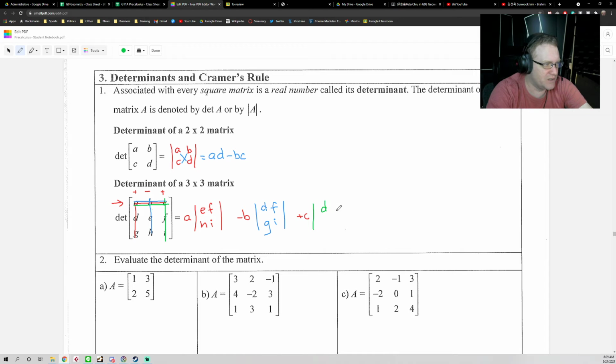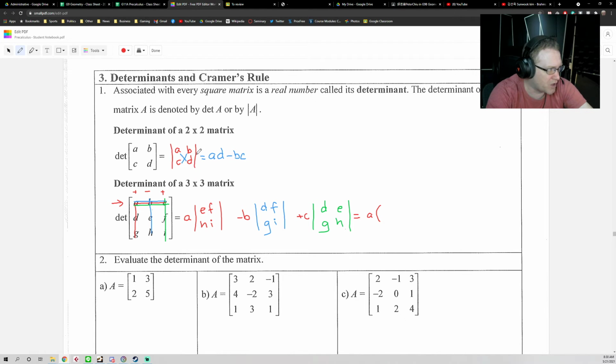D, E, G, H. All right. So this is what we're left over. And this right here is the determinant of a 3 by 3 matrix. Now, what is this? Let me go back to my red. All right. What is this? Well, this is going to equal A times the determinant of this little matrix, which is going to be like what do we do up here?